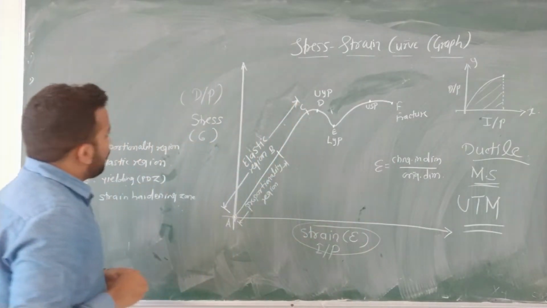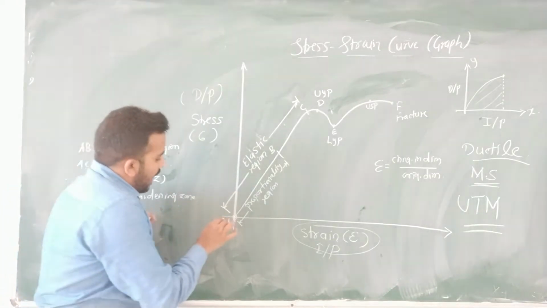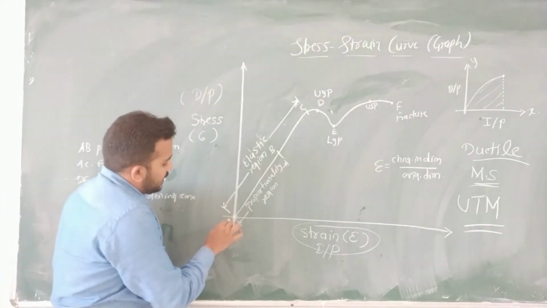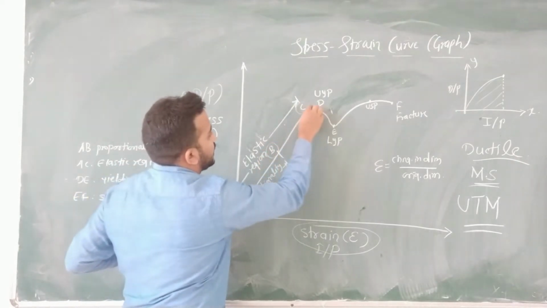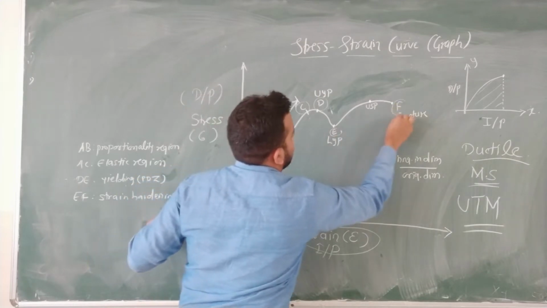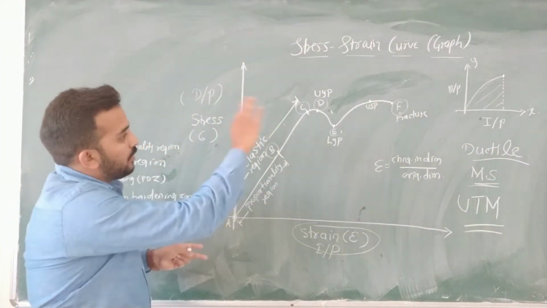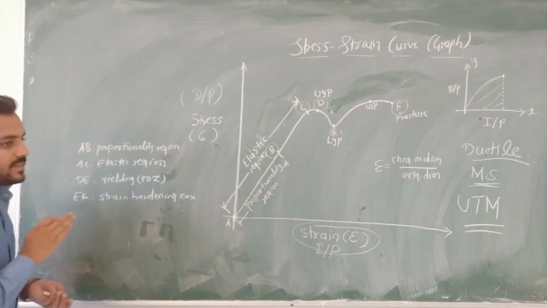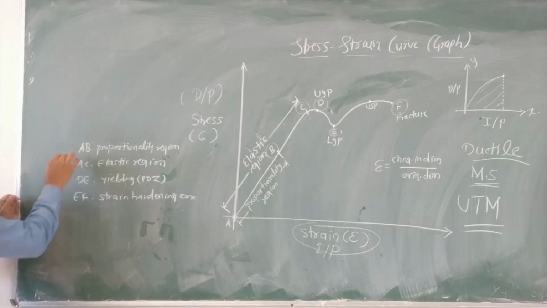Okay. So now let us deal with the curve one by one. Let us see here. I have given 5 to 6 points. This is point A. This is point B. This is point C. This is point D, point E, and point F. Now this curve is plotted and it is divided into 4 to 5 parts.